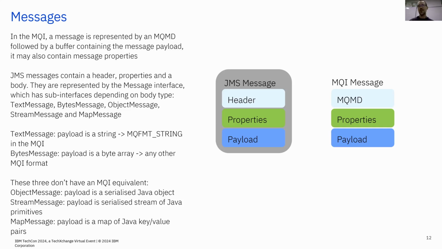The other 3 object types that JMS supports are very specifically to do with Java objects, so they don't really map onto the MQI world. So you could use them if you modernized your application from MQI to JMS, but it's not a direct comparison, so I'm not going to cover that here.